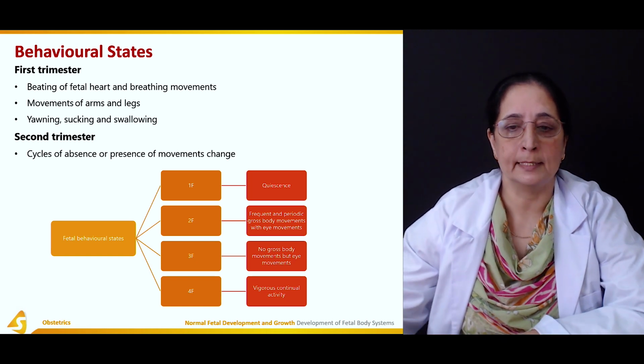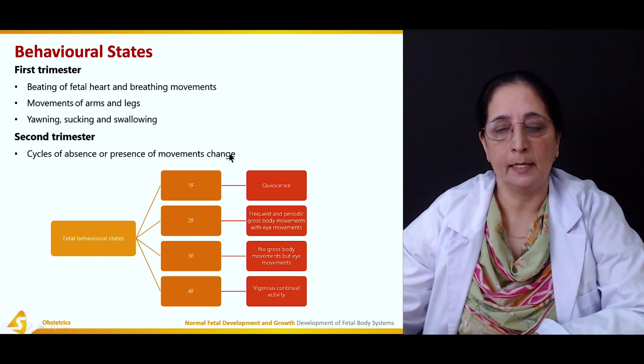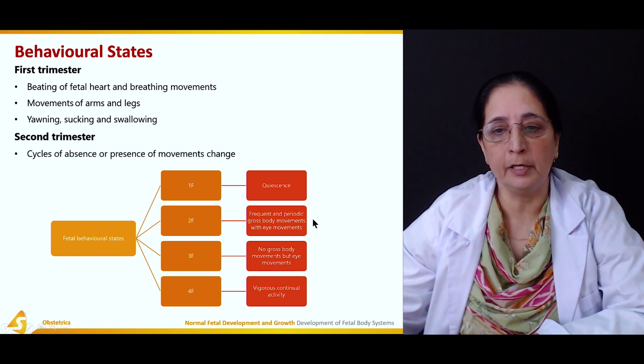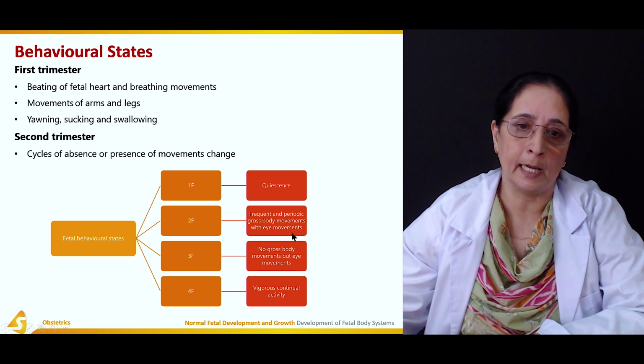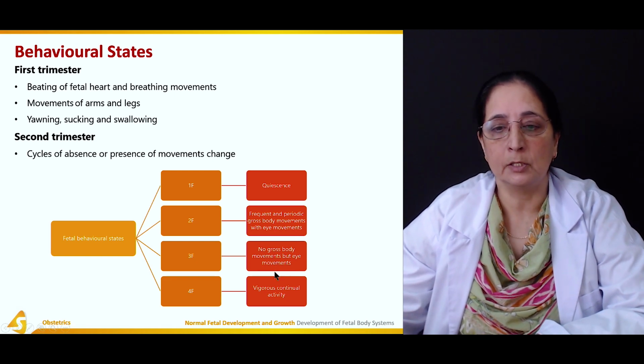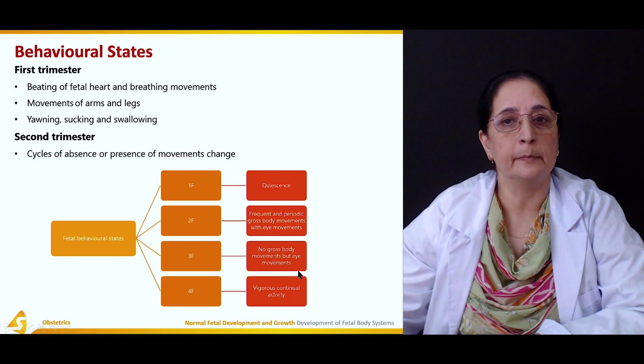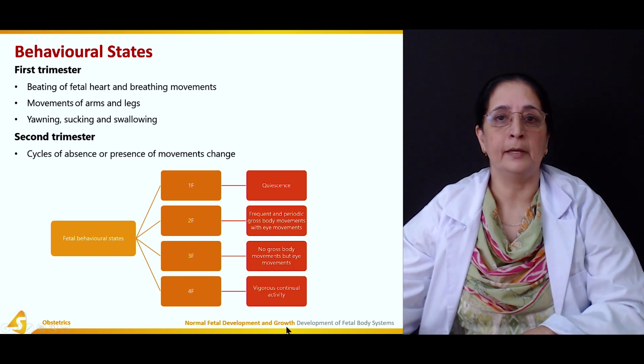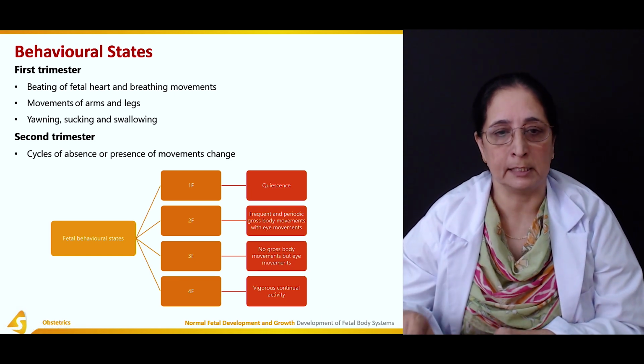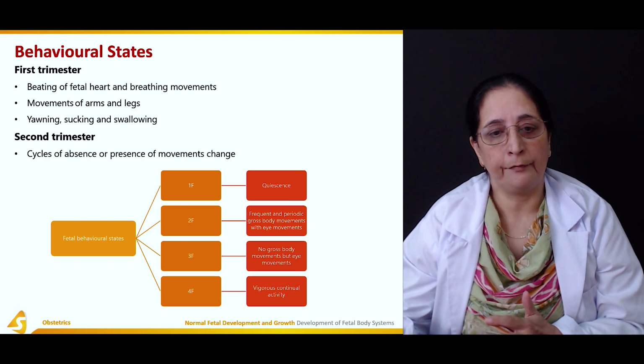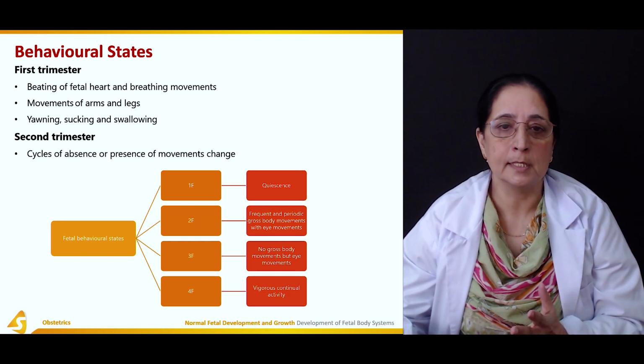So first, quiescence, no movements. Then there are frequent and periodic body movements with eye movements. Then no gross body movements, but eye movements, and then vigorous continual activity. These are the different fetal behavioral states.